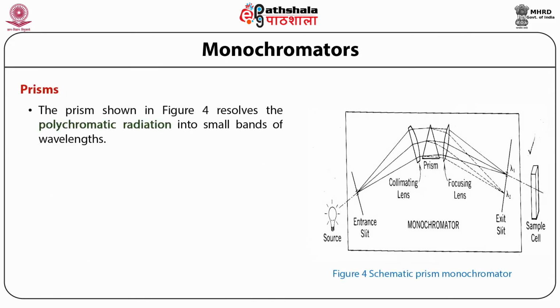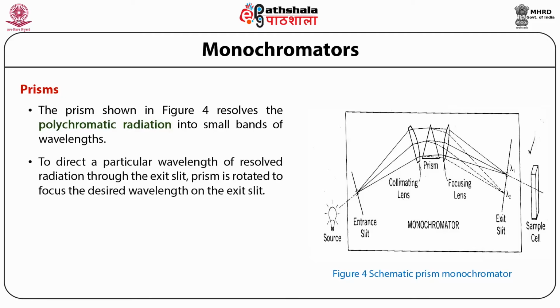As shown in figure 4, the prism resolves the polychromatic radiation into small bands of wavelength, each emerging from the prism at slightly different angles. To direct a particular wavelength of resolved radiation through the exit slit, the prism is rotated until the desired wavelength is focused on the exit slit.